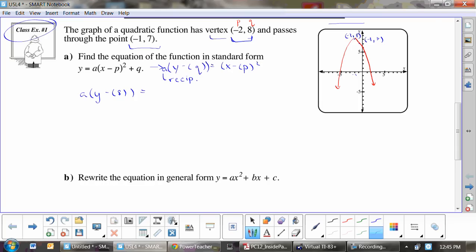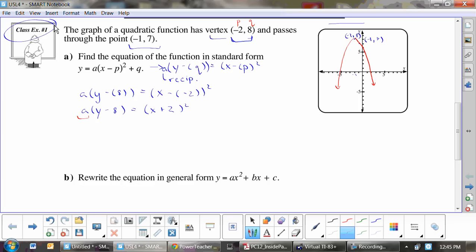So we have y minus 8, and then on the other side we're going to have x minus negative 2 squared. So from here we're just going to simplify it a little bit and clean it up. So we'll go y minus 8, and then on this side we'll have x plus 2 squared. Okay. So we don't quite have our equation figured out yet because we still have this a.